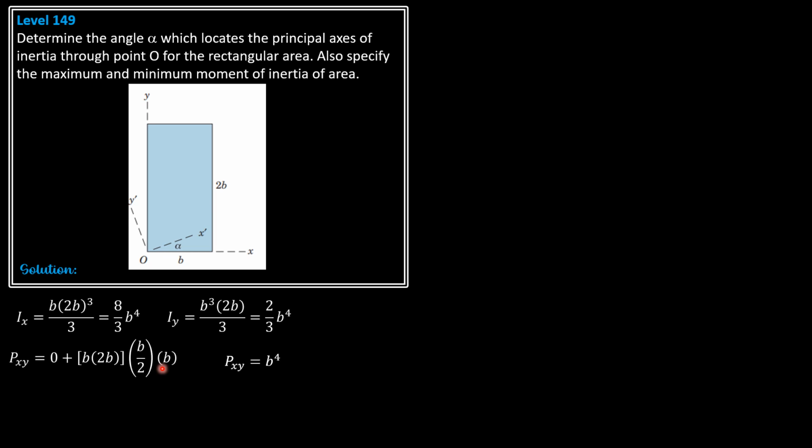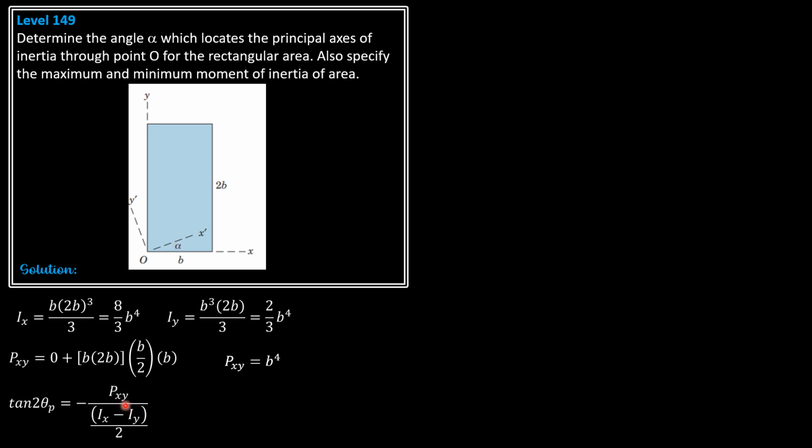We then substitute into the formula tangent of 2 theta p, or in general tangent of 2 theta, equals negative Pxy over quantity Ix minus Iy over 2, where p means principal axis, or you just call it 2 theta. And in this case, it is supposedly 2 times theta, which is the value of alpha.